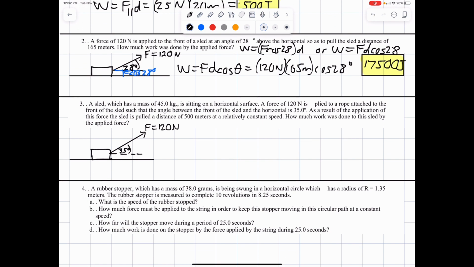Please make sure that you jot down any question marks next to problems that you still don't understand as we go through our tutorial.